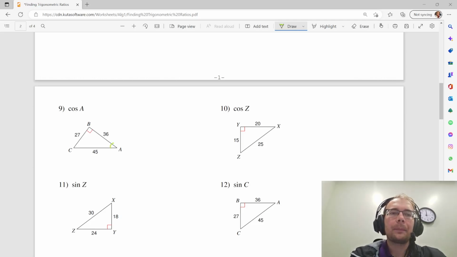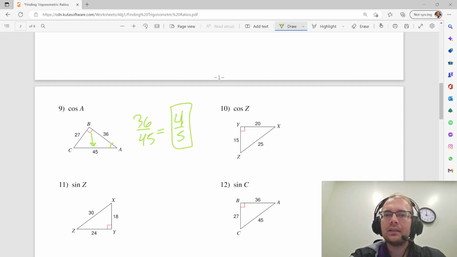There's A. So adjacent is 36 over hypotenuse is 45. The other way to check is to make sure that it's across from that 90-degree angle there. And there we go. I believe both of those divide by 9. That's 4/5. Okay, cosine Z, here's Z. Adjacent is 15. Hypotenuse is 25. Both of those divide by 5. And there we go.